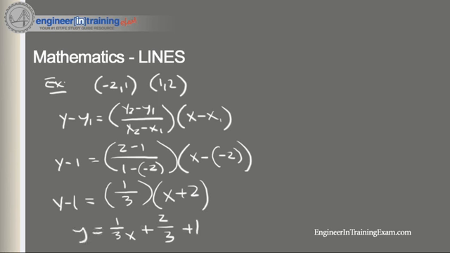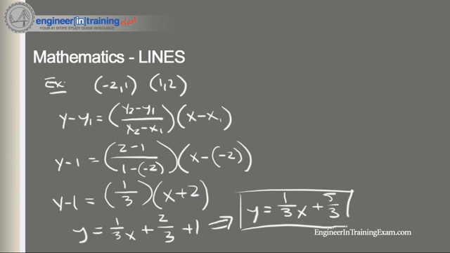Adding 1 to each side to get y by itself. Now just combine all the terms and we get y is equal to 1/3 x plus 5/3. So we used the 2-point form here to define the equation, and we actually put that equation into the standard form.